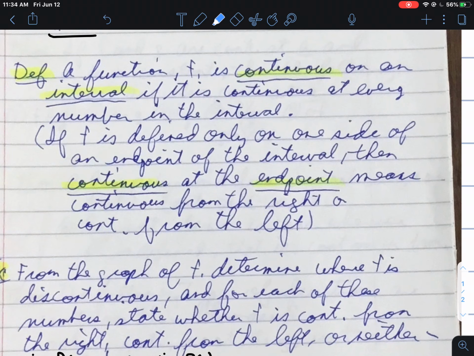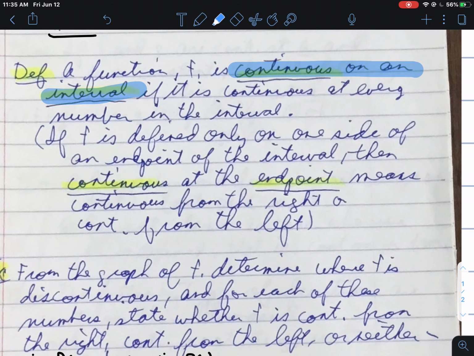Definition: a function f is continuous on an interval if it is continuous at every number in the interval. That should reasonably make sense, right? So whereas before we were talking about continuity at a point, at a single value, here we're talking about continuity over an entire interval, right? So maybe an interval between a and b. So it's reasonable then to say, of course, it would have to be continuous at every number, every point in the interval. But then there's a second piece to that.